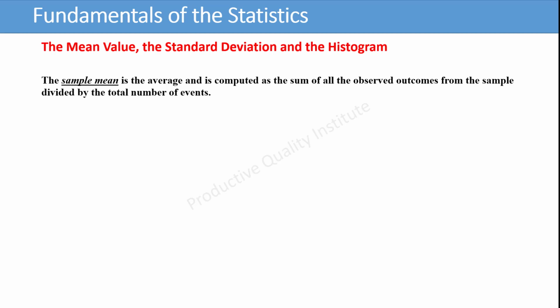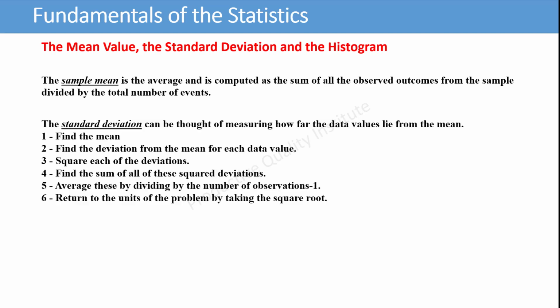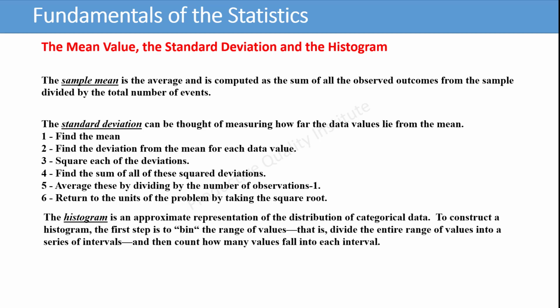The sample mean is the average, and it is computed as the sum of all the observed outcomes from the sample divided by the total number of events. The standard deviation can be thought of as measuring how far the data values lie from the mean. To calculate the standard deviation, please follow the steps: find the mean, find the deviation from the mean for each data value, square each of the deviations, find the sum of all of these squared deviations, average these by dividing by the number of observations minus 1. Return to the units of the problem by taking the square root.